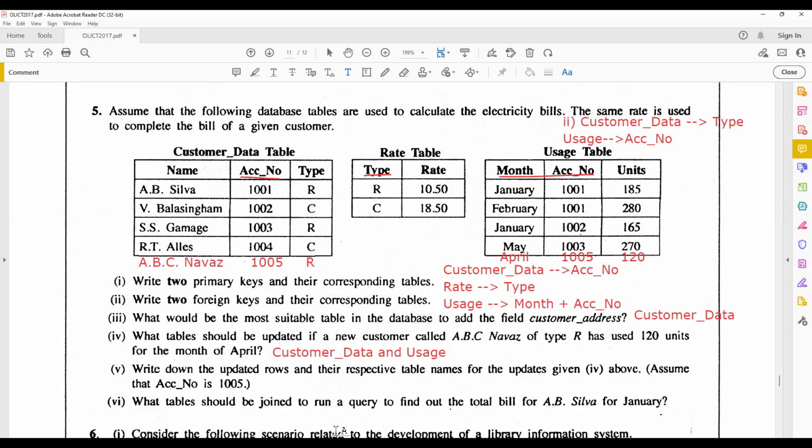Updated record. So first of all, we have to have customer data. So you can have three values. What are the three values? A, B, C, Navas. Account number is 1005, R. So this is one way. That's the first one. The next one, usage. So in usage, we can have April, 1005, 120.